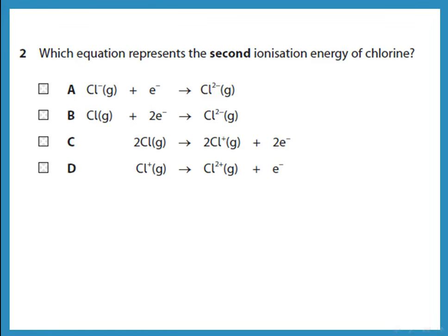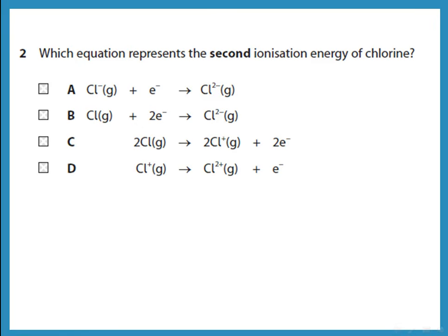Now, the next question in this exam was which equation represents the second ionization energy of chlorine? Remember, ionization energy was the energy needed to remove 1 mole of electrons from 1 mole of atoms of the substance in its gaseous state. Now, the second ionization energy is the removal of an electron from something that has already lost an electron.